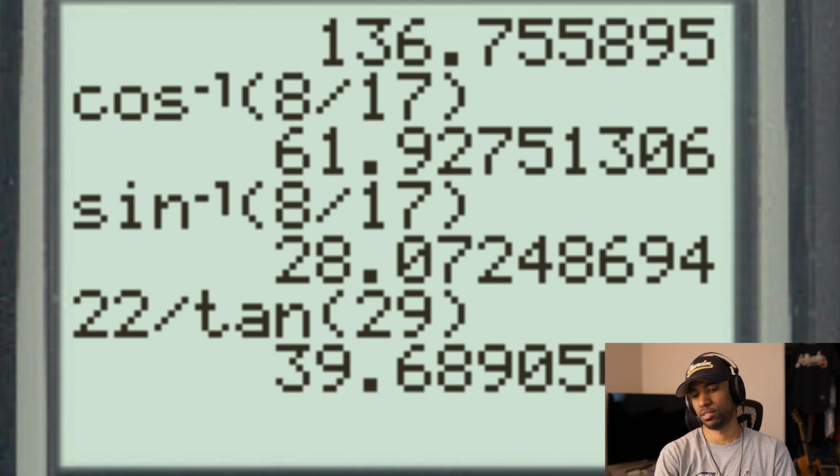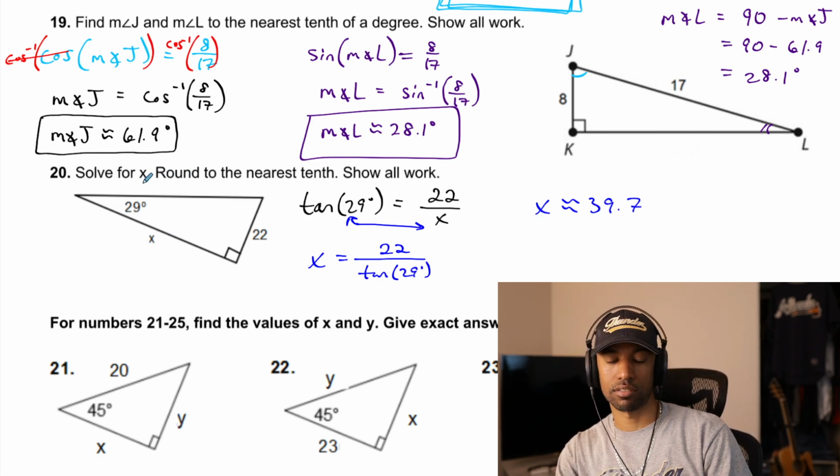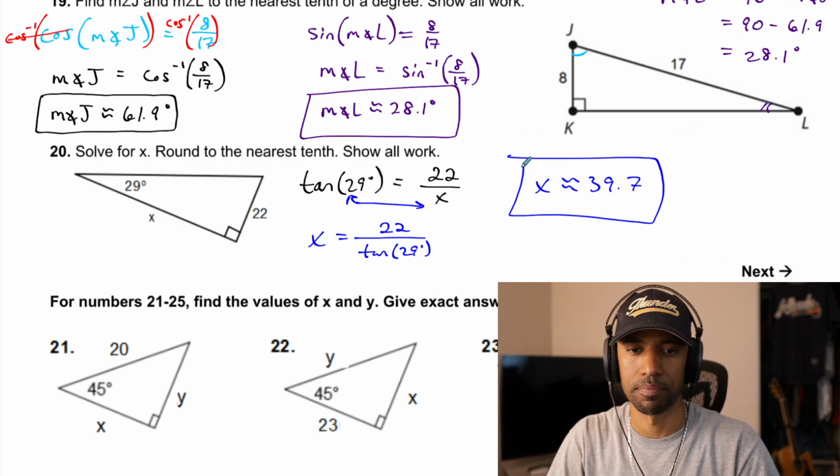39.7. Is this degrees? Heck no, this is a length. Is it feet? Well, no, it's non-contextual. It's just about 39.7. That's all they wanted.